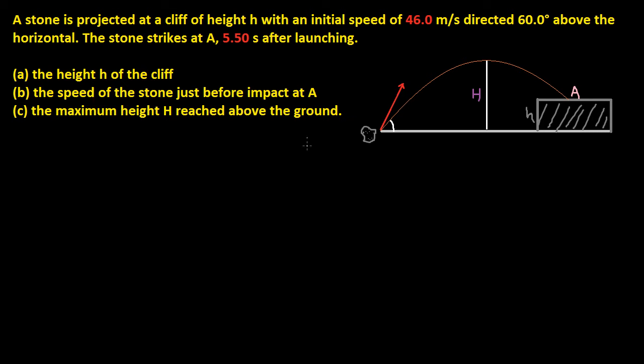Okay, so a stone is projected at a cliff. This is a cliff, at a height h, with an initial speed of 46.0 meters per second, and directed 60 degrees above the horizontal. And the stone strikes at A 5.5 seconds after launching.